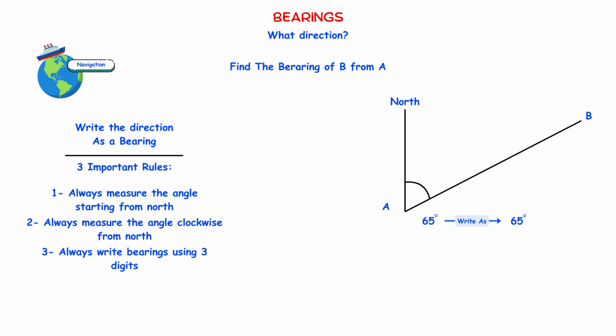And finally, the third rule is that we always write our bearings using 3 digits. So if you measured this angle with the protractor and got 65 degrees, then to express that as a bearing, you'll need to write it as 065 degrees so that it has 3 digits.